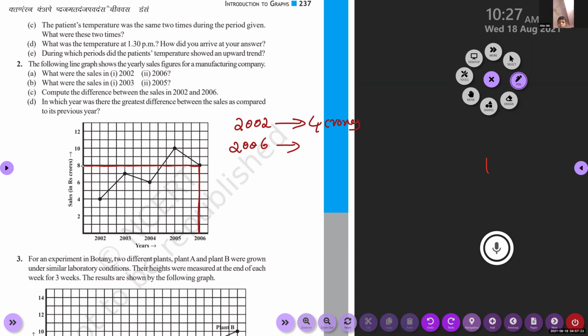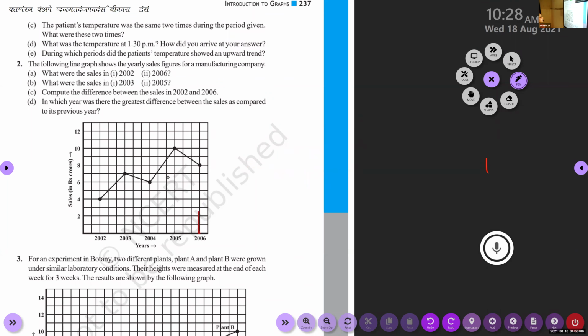Move your finger from 2006; we are going to find the sale in 2006. Start from 2006 until it reaches that point. From that point, move to the y-axis and find where it reaches. Where does it reach? 8. So it is 8 crore. So the difference is 8 minus 4. The answer is 4 crores. The difference between sales in 2002 and 2006 is 4 crore.